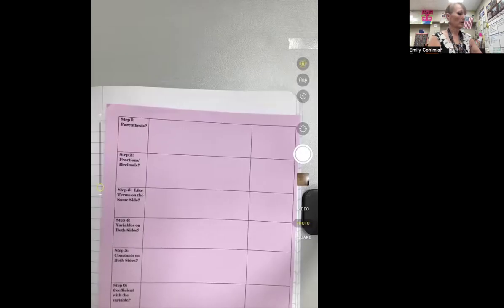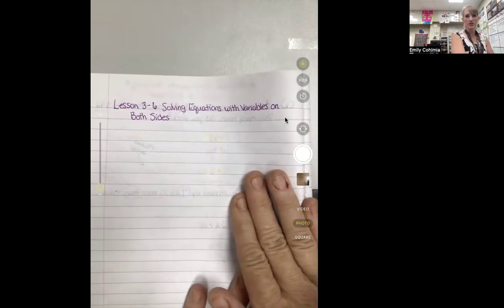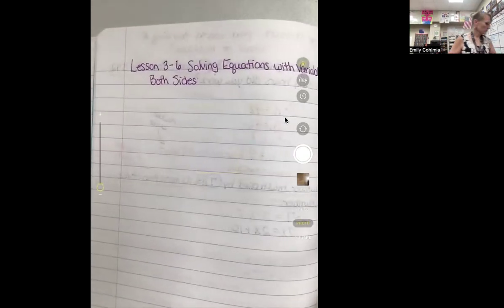There we go. Get this flipped over here. So like I said, this is lesson 3-6, solving equations with variables on both sides. Let me grab some pens really fast.